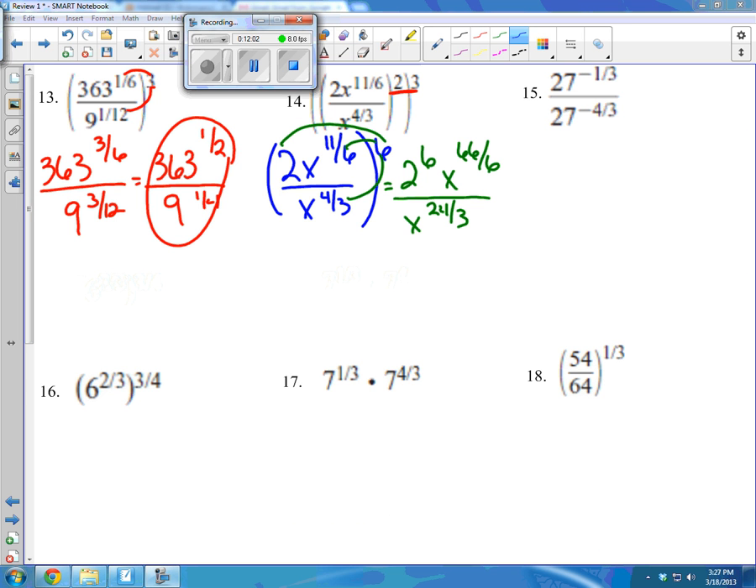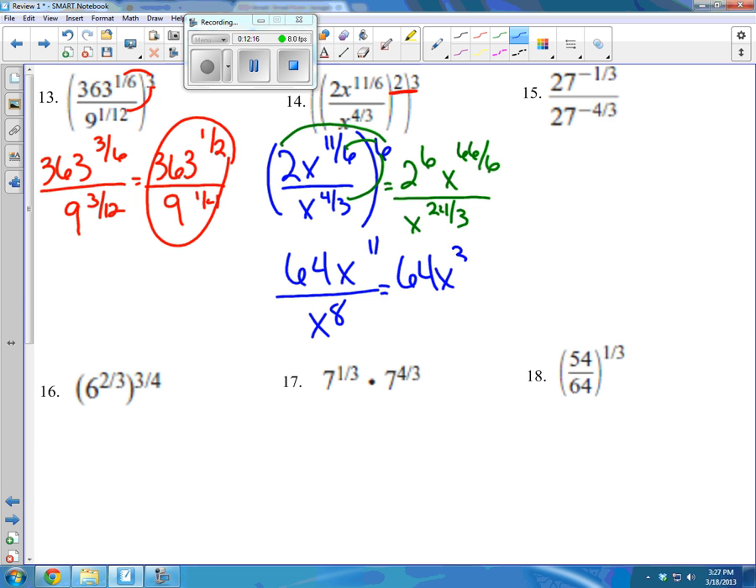And now 2 to the 6, that's worth 64. My 66 over 6 is worth 11. And my 24 over 3 is worth 8. And then I still have bases that are the same, that are the x's, so I can subtract those exponents and end up with this. This is my final answer.